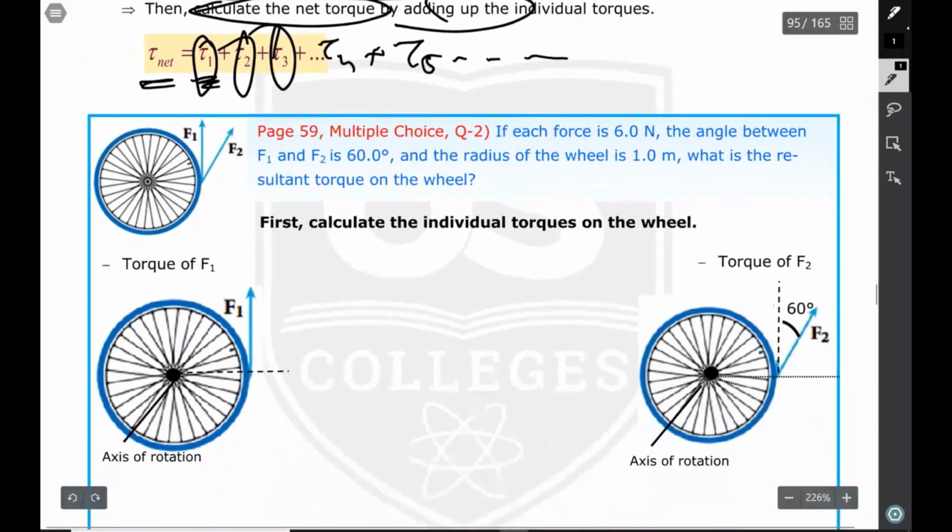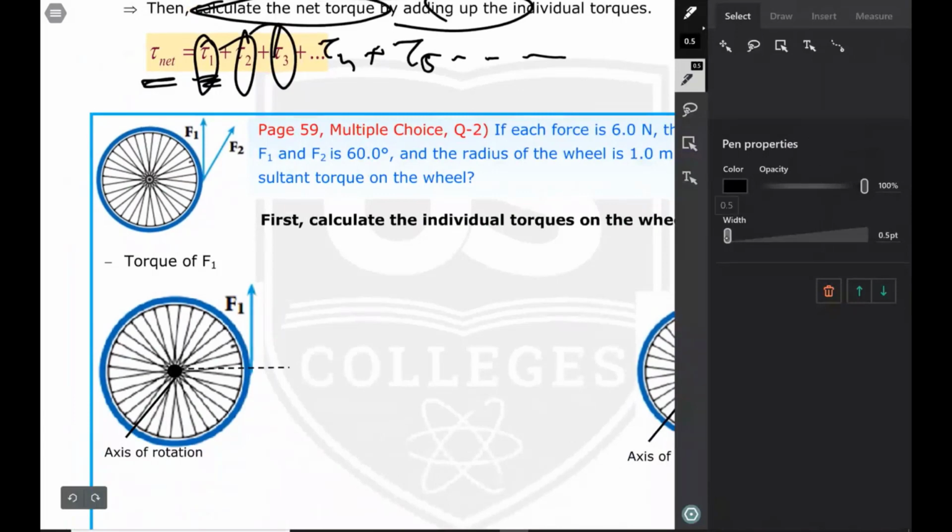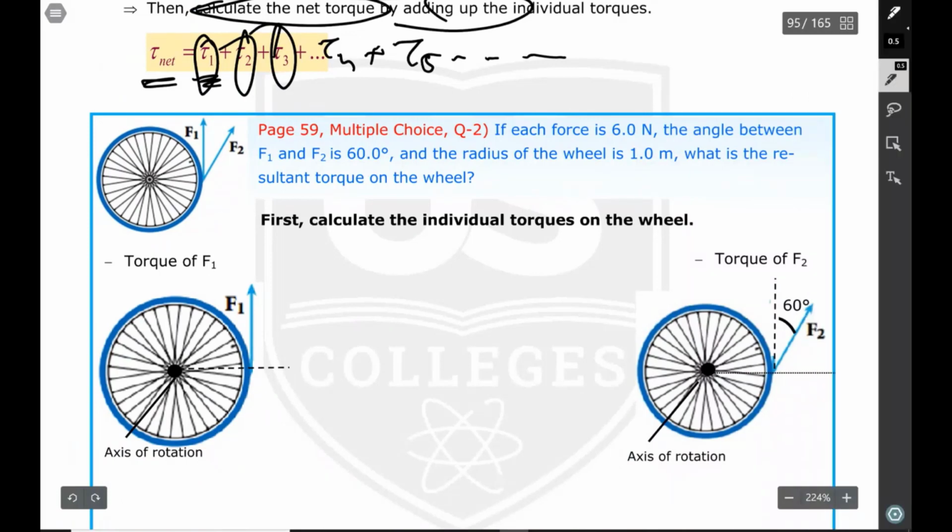And there's one question about this. This question is also a ministry exam question. Question number 2. If each force is 6 Newton, there are two forces acting on a wheel, and the angle between F1 and F2 is 60 degrees. This angle is given. This angle is 60 degrees. And the radius of the wheel is 1 meter. So this wheel has a radius R equal to 1 meter.